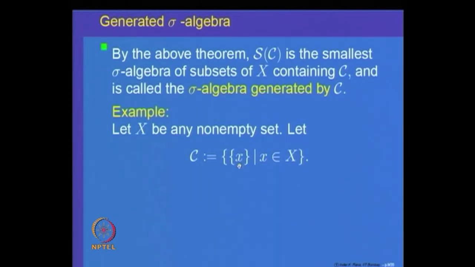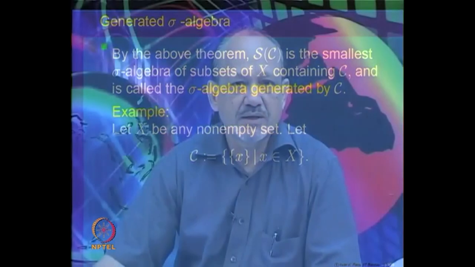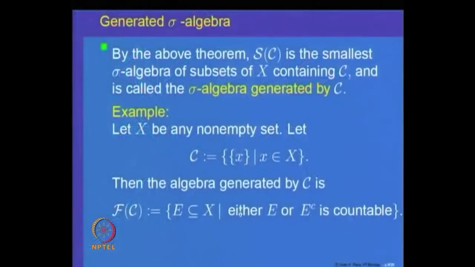If we take a sequence of elements x1, x2, x3, ..., xn in X and look at those singletons, then their union is going to be an element in C. That means all countable sets must be elements of C, and similarly, all sets whose complements are countable must also be elements of the set E.